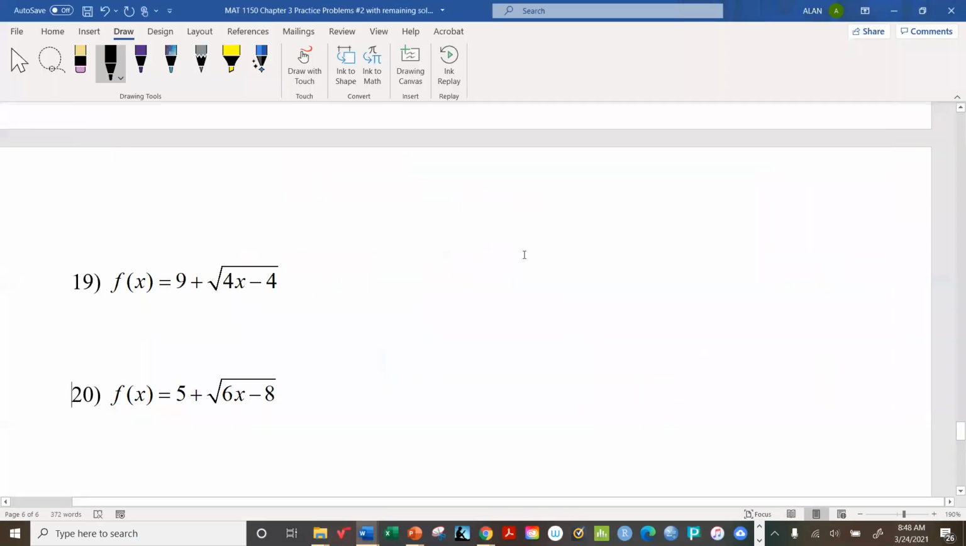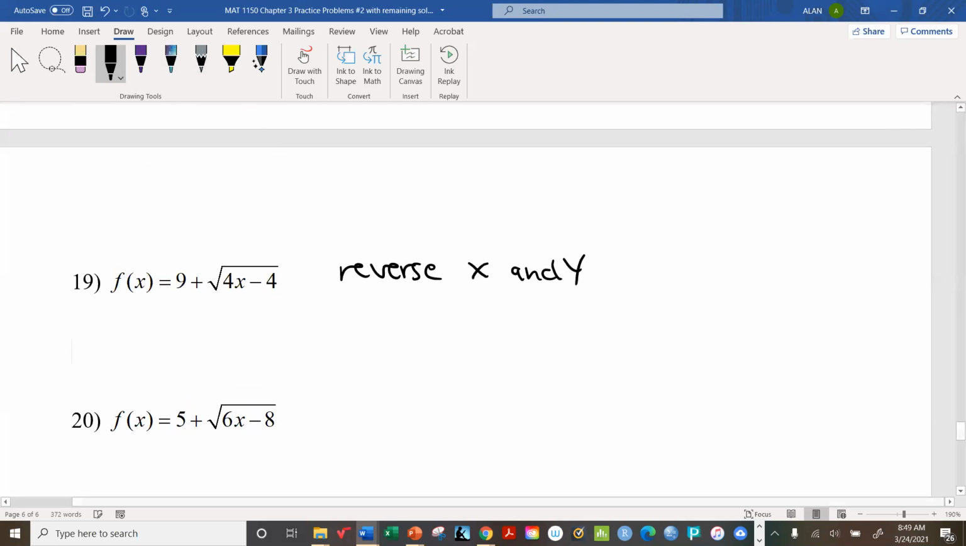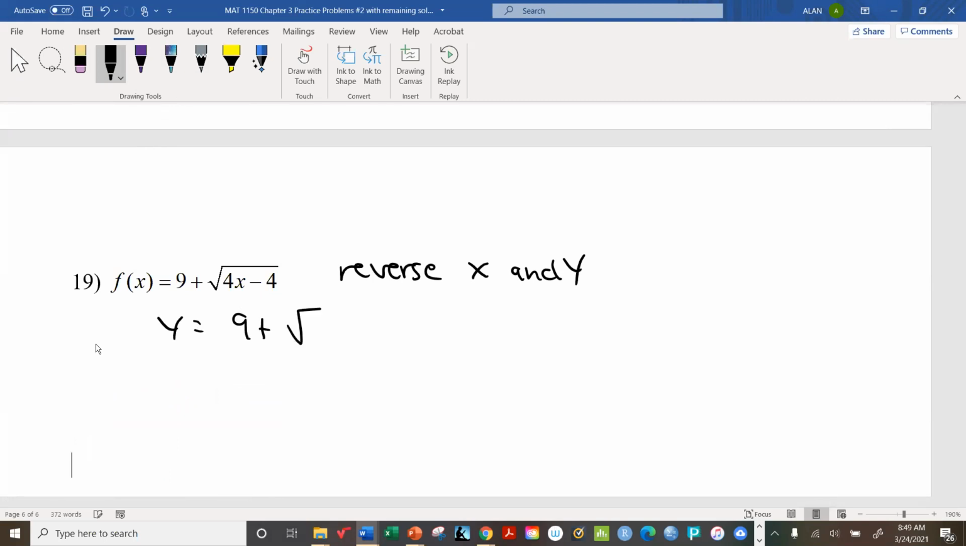All right, so let's get to the next one. So once again, reverse the x and y. And so once we've done that, now solve for y.